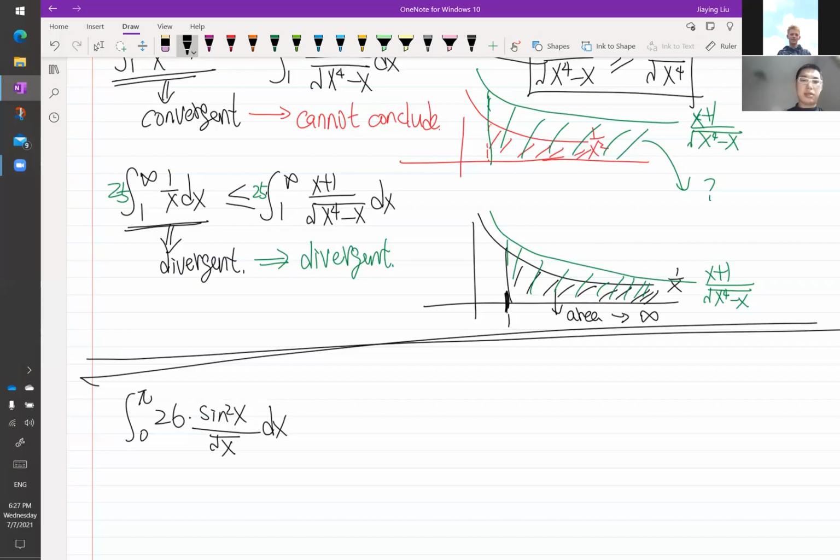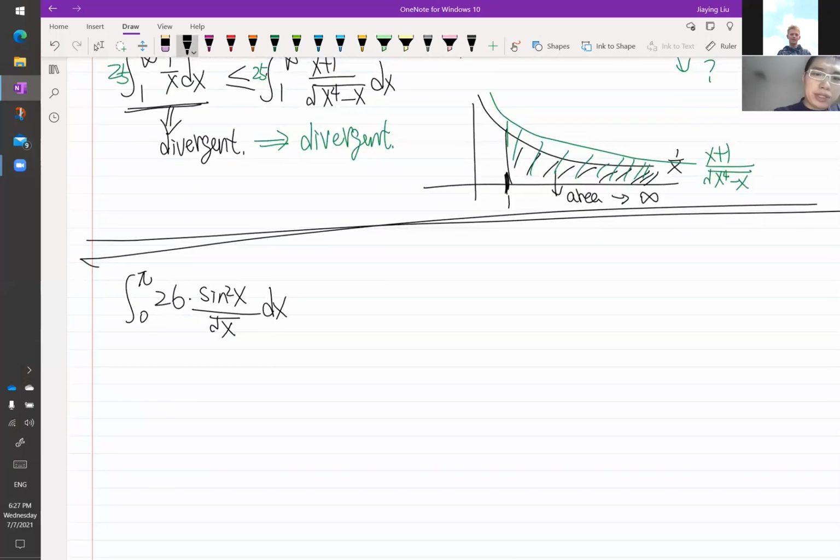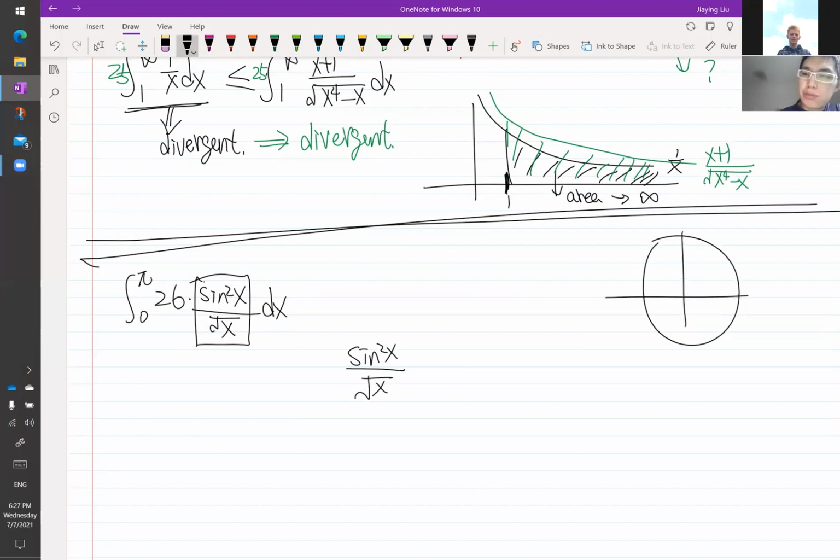This one, I think, so again, 26, I'm going to drop it. Just look at this part: sine squared x over square root of x, from 0 to pi. If you remember that from 0 to pi, sine is always going to be from 0 to 1, right? So you can just say sine x is always going to be from 0 to 1 for the angle x from 0 to pi. And sine squared x is also going to be from 0 to 1, right?